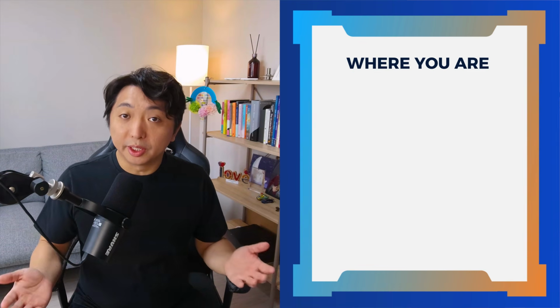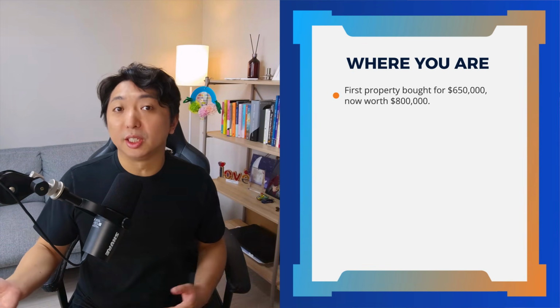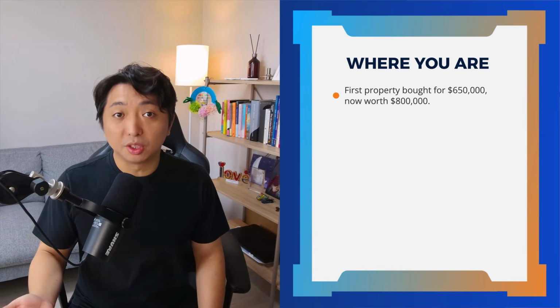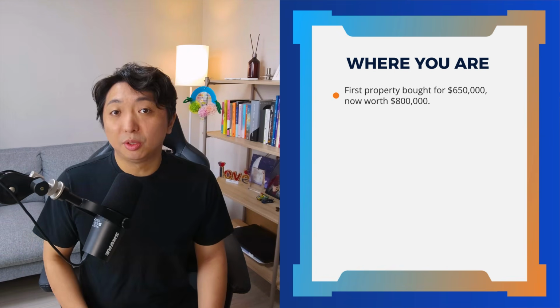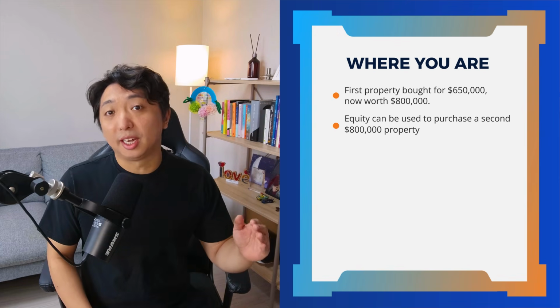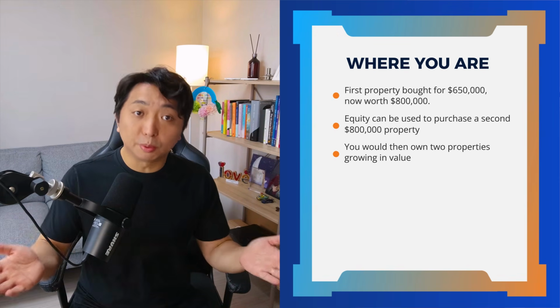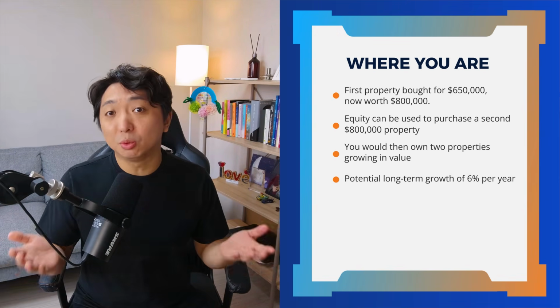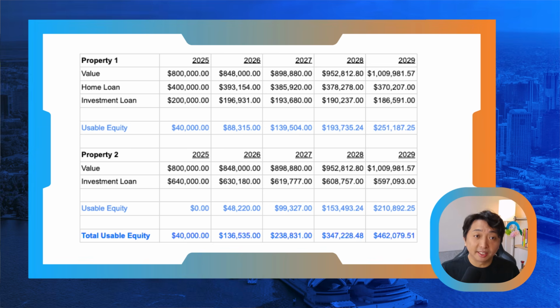We know that you already own your first property, which you bought 3 years ago for 650,000, which is now worth 800,000. We also know that you can use equity to purchase another property worth 800,000, which means you will now have two properties growing equity with a potential rate of 6% per year. So let's look at the compounding effect of this.